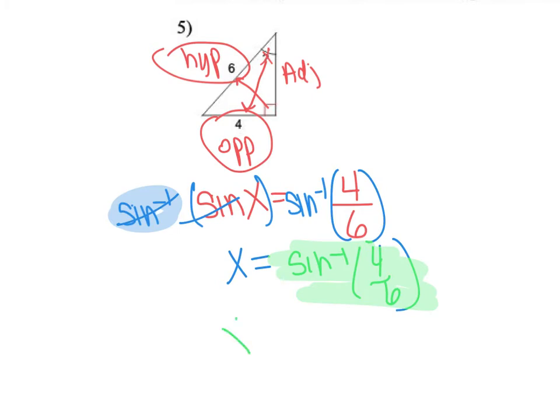So if you open up your Desmos calculator, and make sure you're using the inverse sine button, you're going to make it look exactly like it does here. So you're going to hit that inverse sine, and it'll give you a set of parentheses, and you just put 4 over 6 in there, and it will tell you that the measure of that angle that we had missing is about 41.8 degrees.